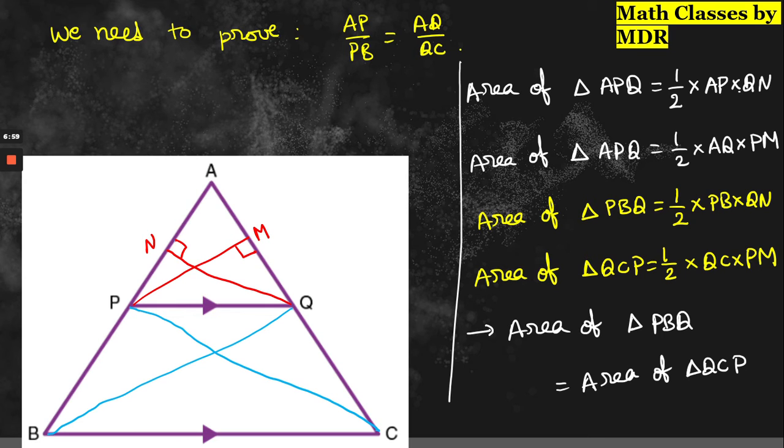In order to prove the basic proportionality theorem, let us take the ratios of the areas of the triangles. The ratio of the area of triangle APQ to PBQ is one ratio, and the ratio of APQ to QCP is another ratio. In the first case, I take the area of APQ to PBQ, and in the second case, I will take the area of APQ to the area of QCP.